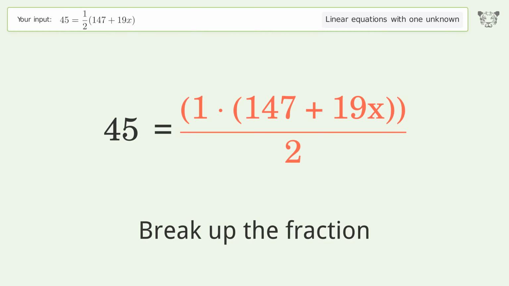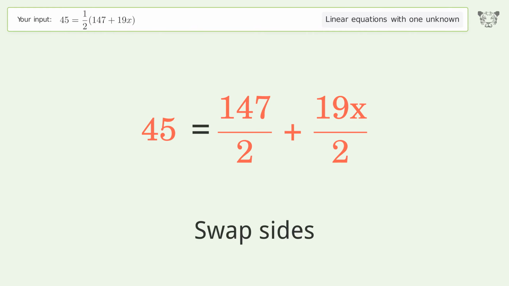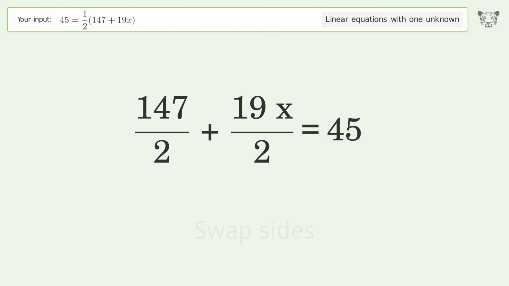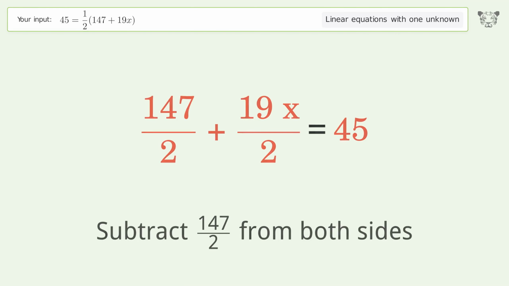Break up the fraction. Swap sides. Group all constants on the right side of the equation. Subtract 147/2 from both sides.